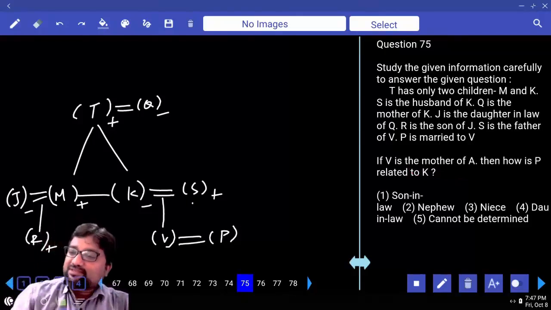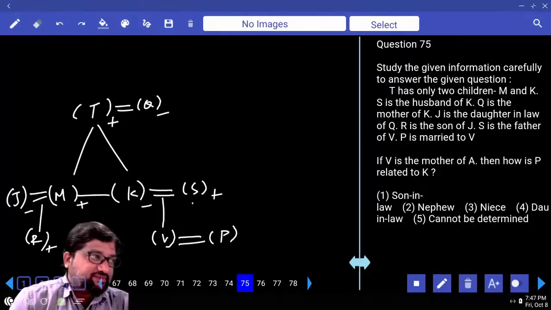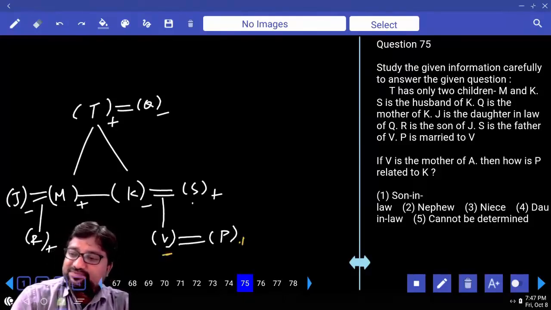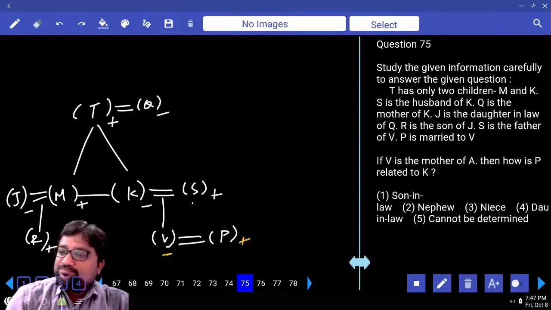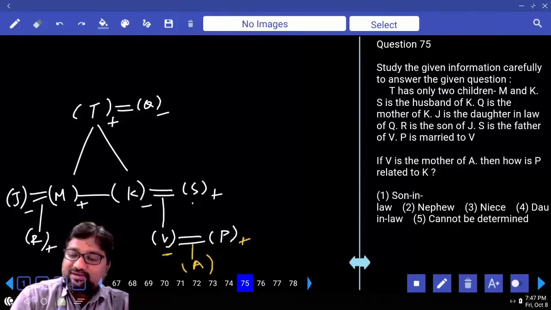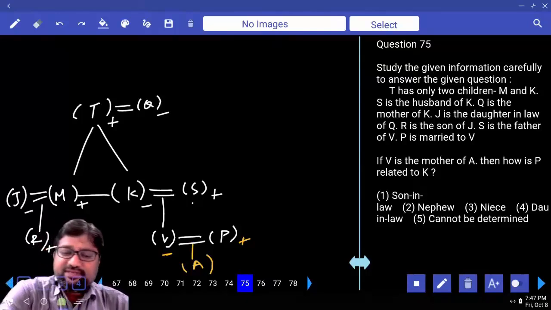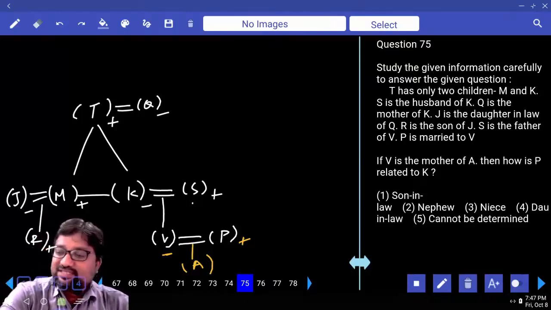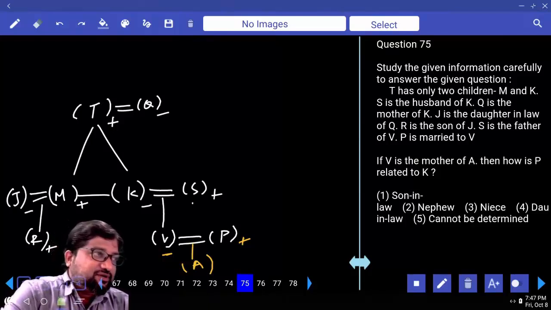If V is the mother of A, this is the question only for 75th. This condition is applicable only for the 75th question. If V is the mother, then automatically P becomes male. Yes or no? So V is the mother of A. Come back to that later. But then how is P related to K? How is P related to K? What's the answer? Son-in-law.